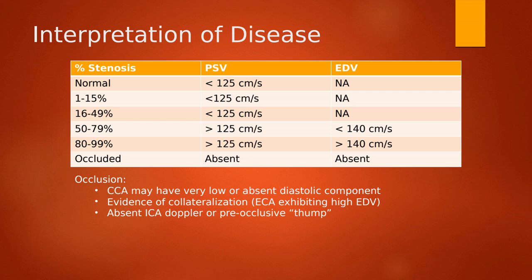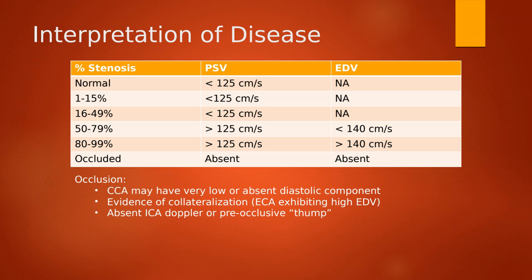And lastly, how do we interpret the disease depending on what we see? If we see any segment of a carotid, the ICA or the ECA, as less than 125 centimeters per second, it's normal. We don't care about it. We can have a slight stenosis that still comes in at less than 125 centimeters per second, but again, we're not really going to do anything. It's 1 to 15% stenosis. It's not really going to do anything for us.